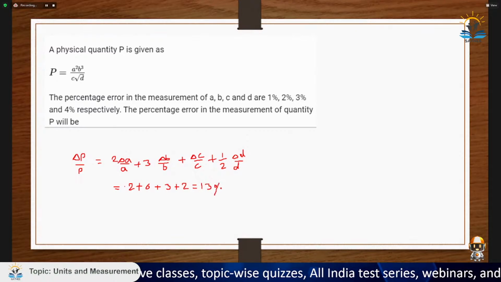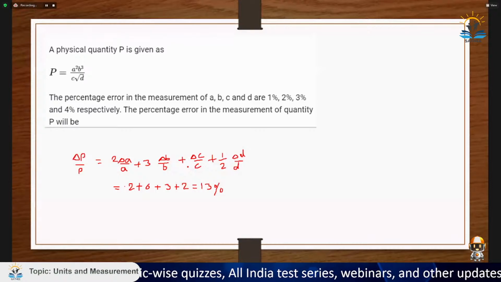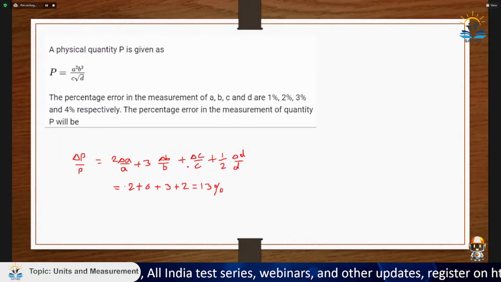Very, very simple question coming from the units and measurements chapter. This is the very basic thing which you must know how to calculate, percentage error. Okay, so moving ahead.